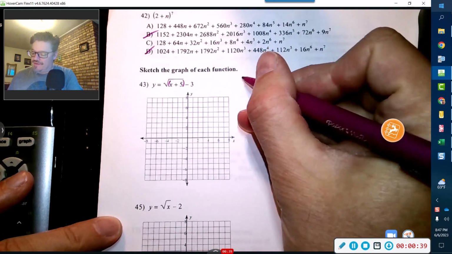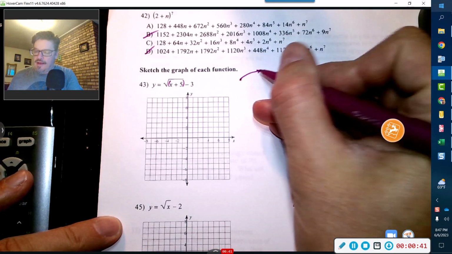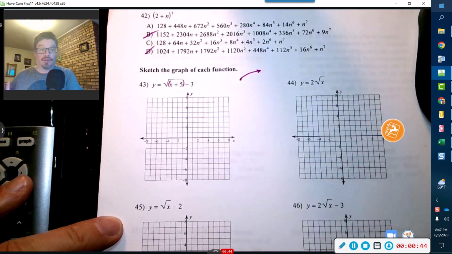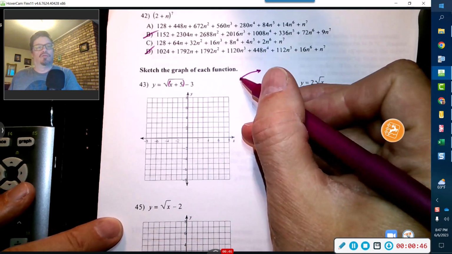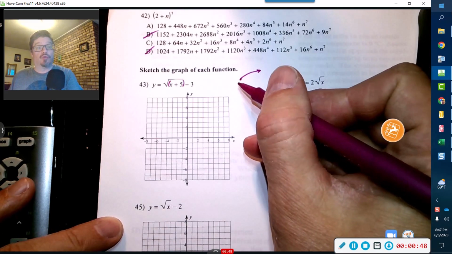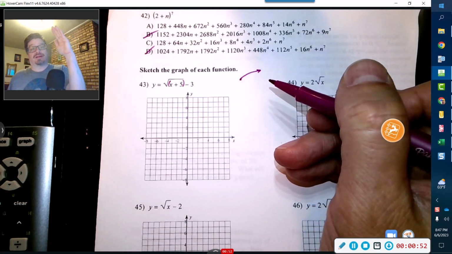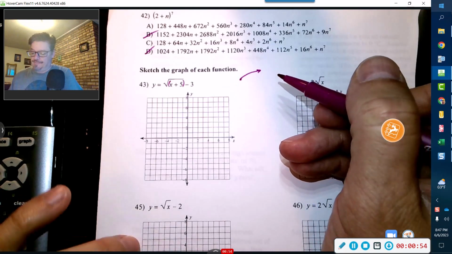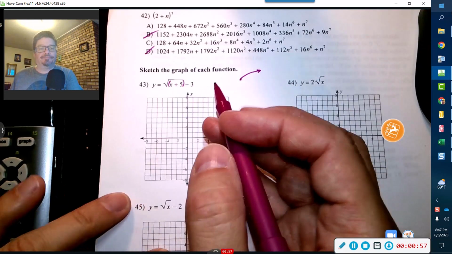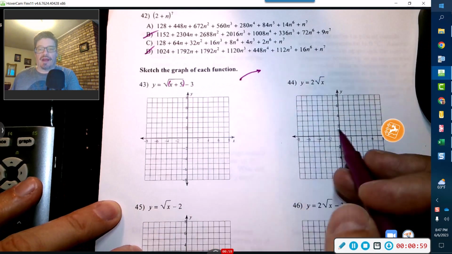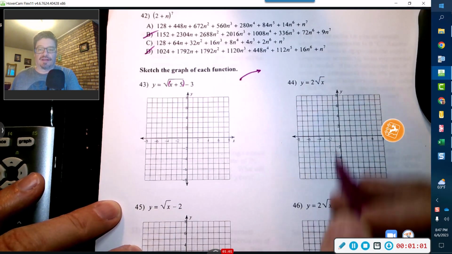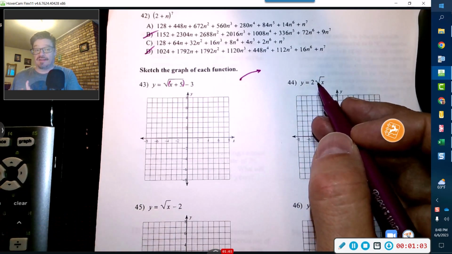And then you have to understand that the basic parent has a relationship with the data, so that when you move over 1, you go up 1. When you move over 4, you go up 2. So it's basically a quadratic that's been flipped, turned on its side. Now this general shape is going to be recreated every single time, except for these two, because you got a 2 in the front. That's different. We'll address that.